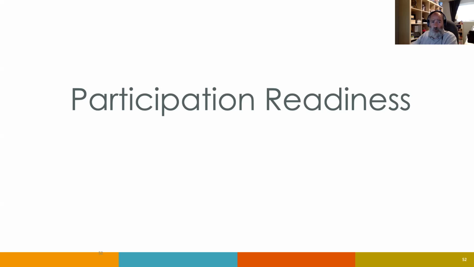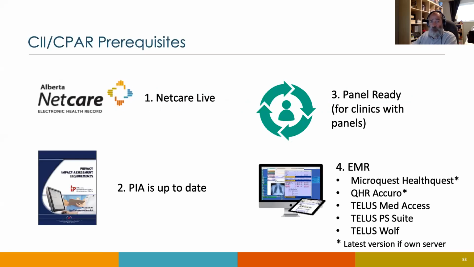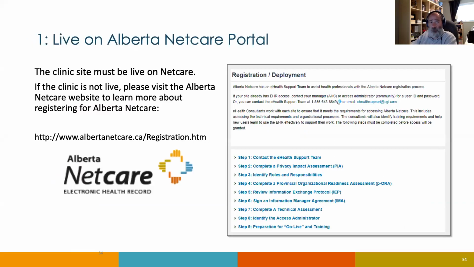There are 4 criteria for participating in CI CPAR that need to be in place. So the first one is that a clinic needs to be live on Netcare. 2, their PIA must be up to date. 3, they have to be panel ready for clinics that are going to be submitting panels to CPAR. And 4, they have to be on one of the approved EMRs, and that's HealthQuest, Accuro, MedAccess, PS Suite, and Wolf. So this slide just sums those 4 things up, and then we have a number of slides that go through them in more detail.